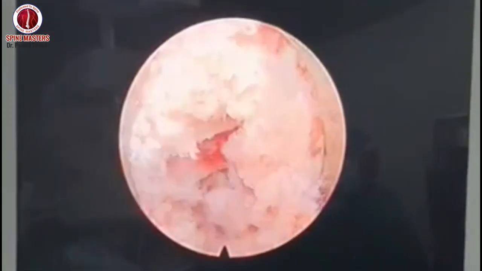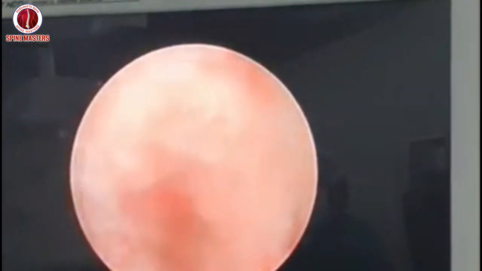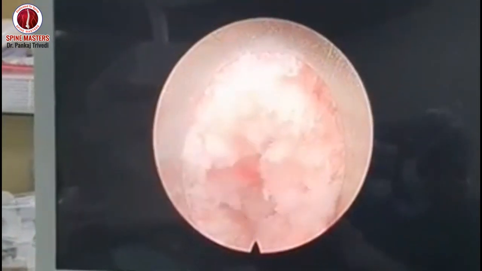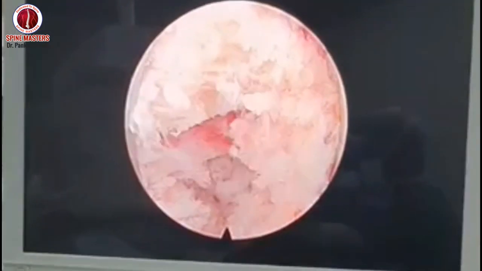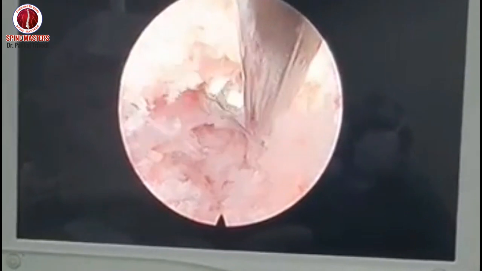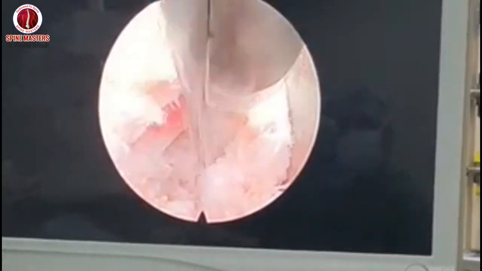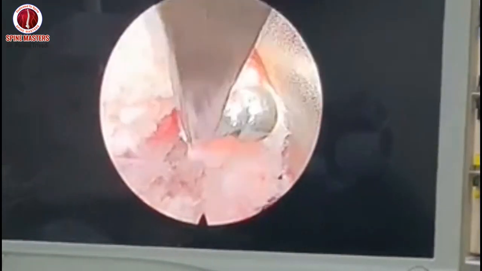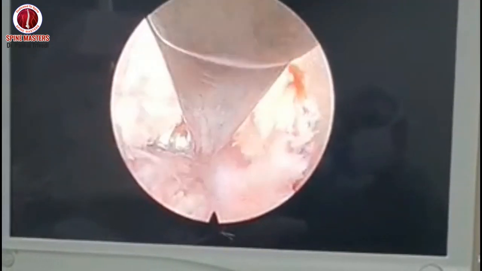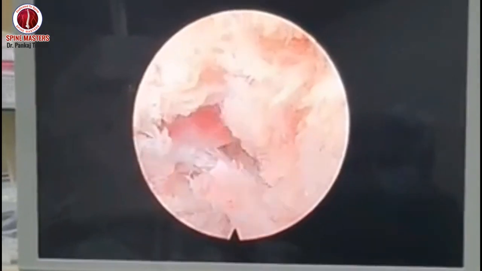Now I'll show you. Can you see the root is there, and I'm just removing a couple of fragments. Now this is the root, can you see? This is nicely pulsating. So let me do a little coagulation. And can you see the root is a little red, inflamed, and that is the reason for the pain also. The pressure and the inflammation both are adding together and causing this. This is a part of the ligament. Let's coagulate. Almost the surgery is done, and it took around 28 or 30 minutes.